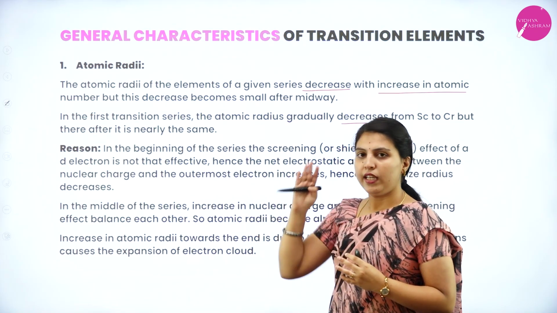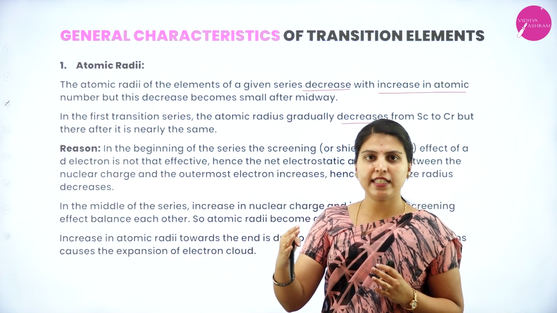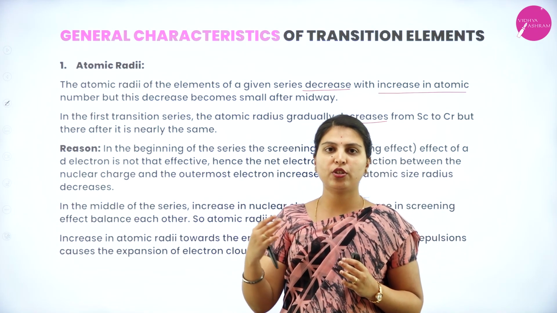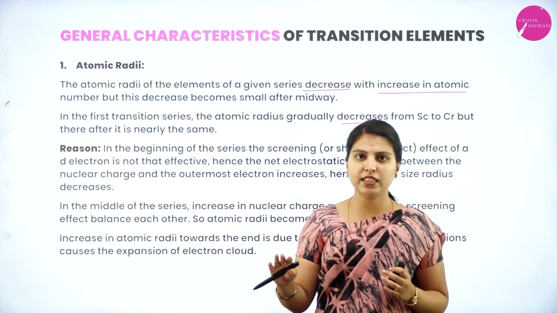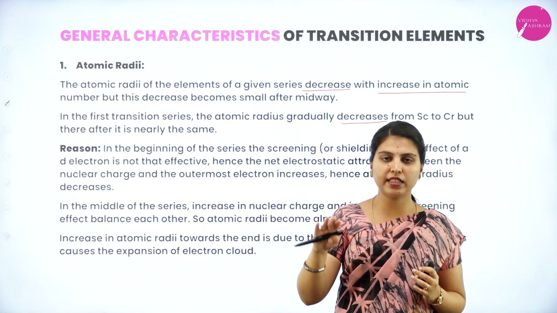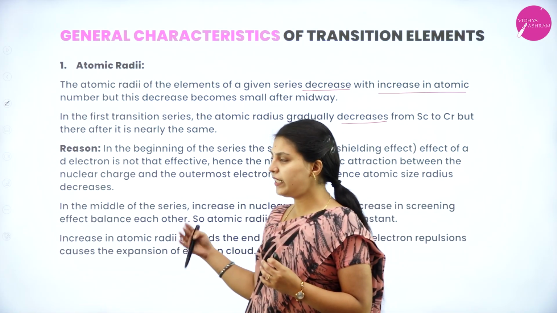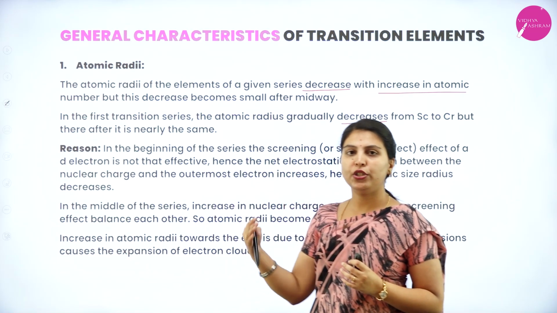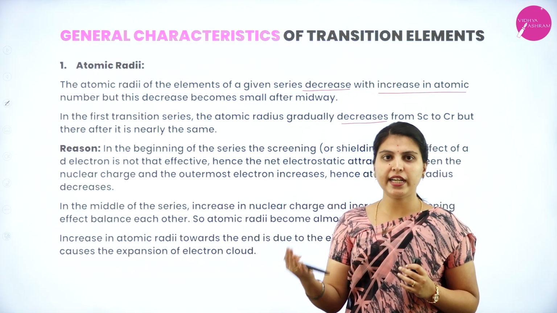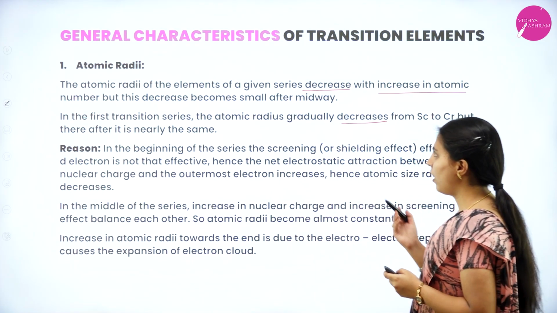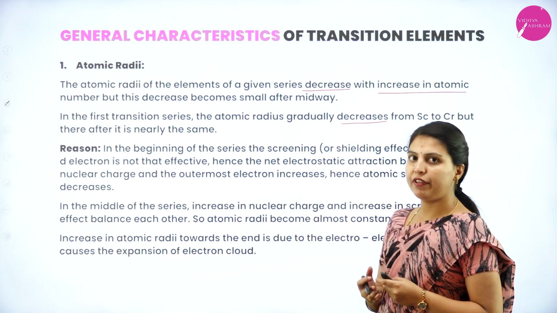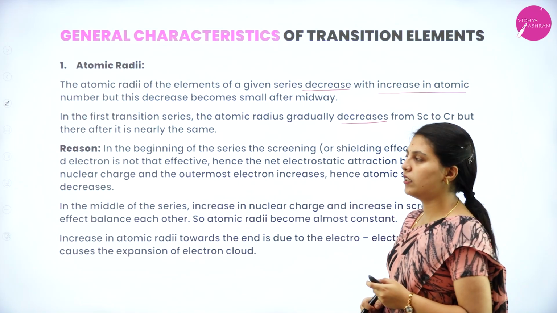After that, the nuclear charge will keep on increasing, and the outermost electrons will also keep on increasing. The effects will balance each other, so atomic radii will remain constant. Later, atomic radii increase due to electron repulsion and expansion of the electron cloud. This is why atomic radii decrease or increase in d block elements.